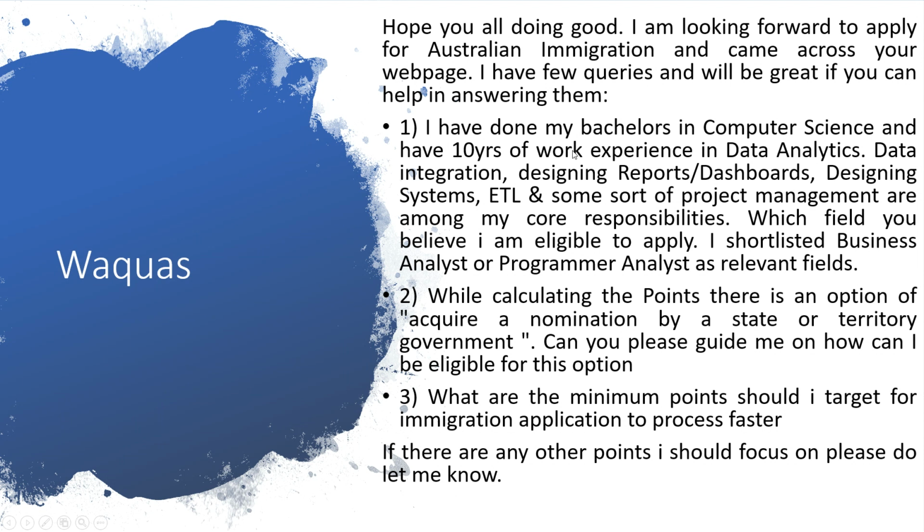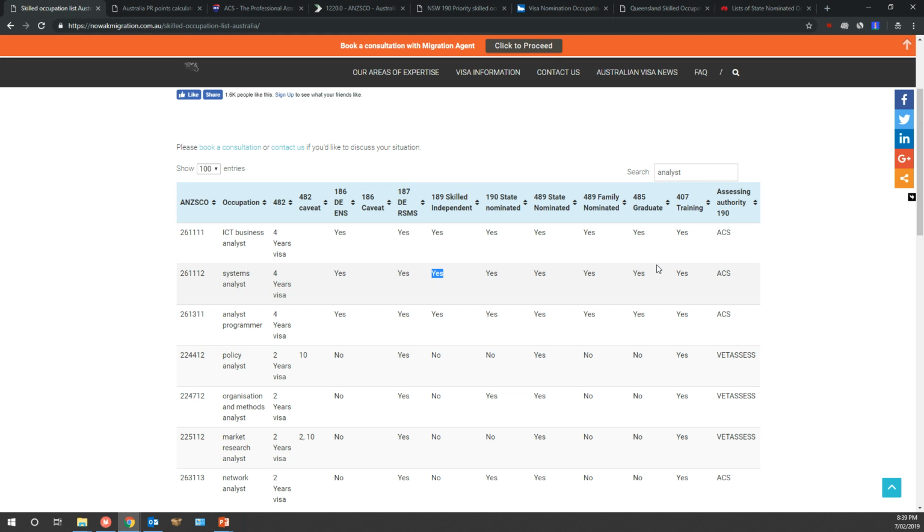So it was Business Analyst and Programmer Analyst. Which one to choose? Analyst Programmer, this one, yep. It's also eligible for 189. Okay. Which one to choose? It's quite hard to say sometimes. For all of these occupations, ACS is the assessing authority. So it's up to them to decide whether your qualifications are for this, or the other one. However, you need to let them know which one you want to be assessed against.